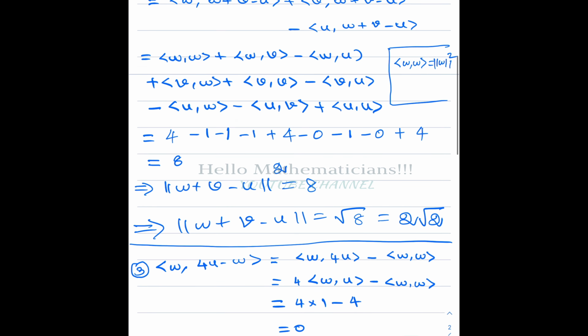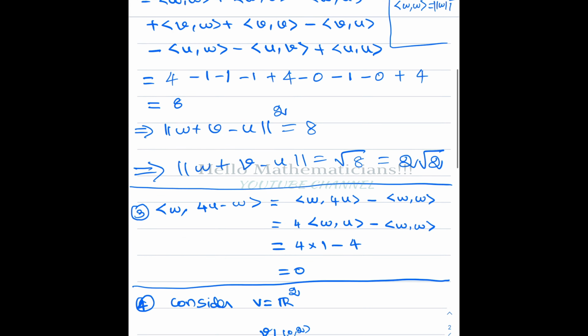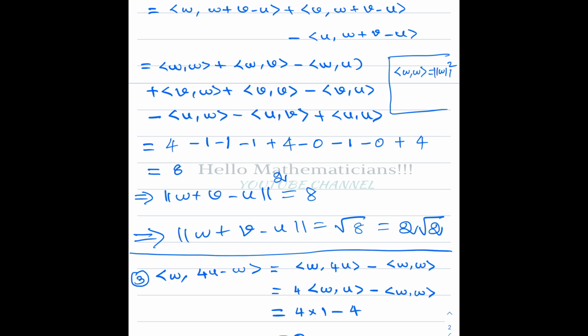Now you see we are given norm U equal to 2. So norm U squared equal to 4. But what is norm U squared? Norm U squared equal to inner product U comma U. So inner product U comma U is 4. Similarly, inner product V comma V also 4. Inner product W comma W also 4. Since all these norms have the same value, and we have these other values also, if we substitute all these values in this equation, we get the sum value is 8.